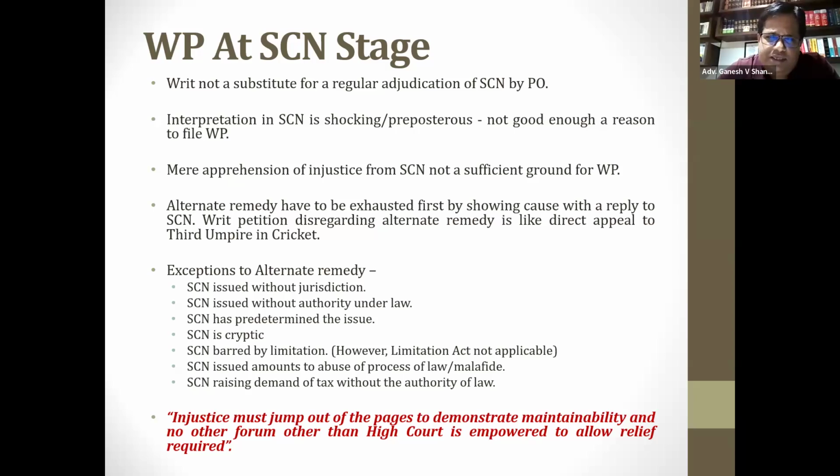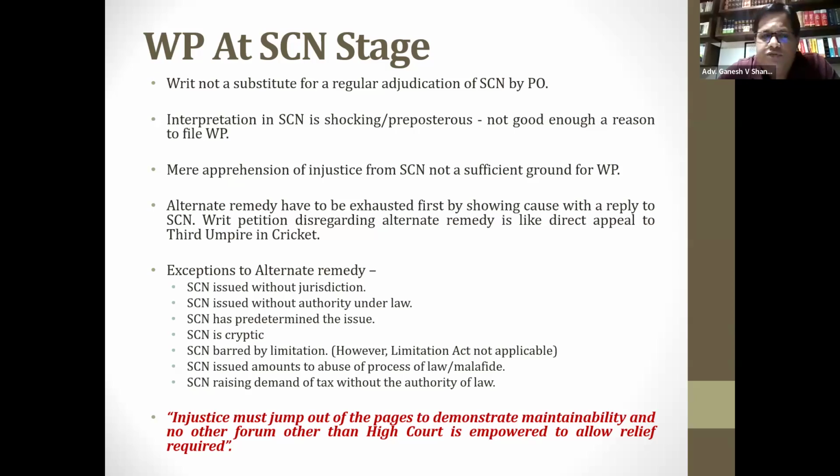If the authority exercising the power doesn't have jurisdiction at all, maybe it lacks the legal jurisdiction to demand the tax itself, or it may be geographically without jurisdiction, or a cross central-state matter where that particular officer who is issuing the SCN doesn't have jurisdiction, then it can be a strong ground which judges generally consider for admitting the writ petition.